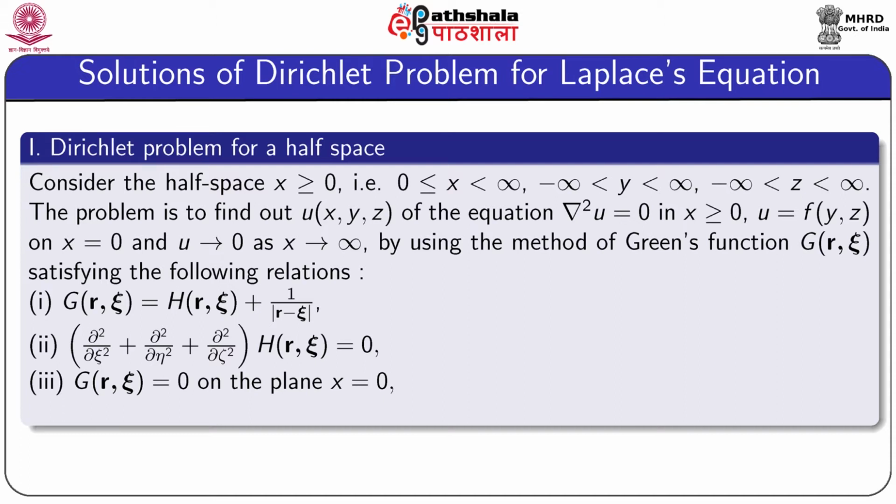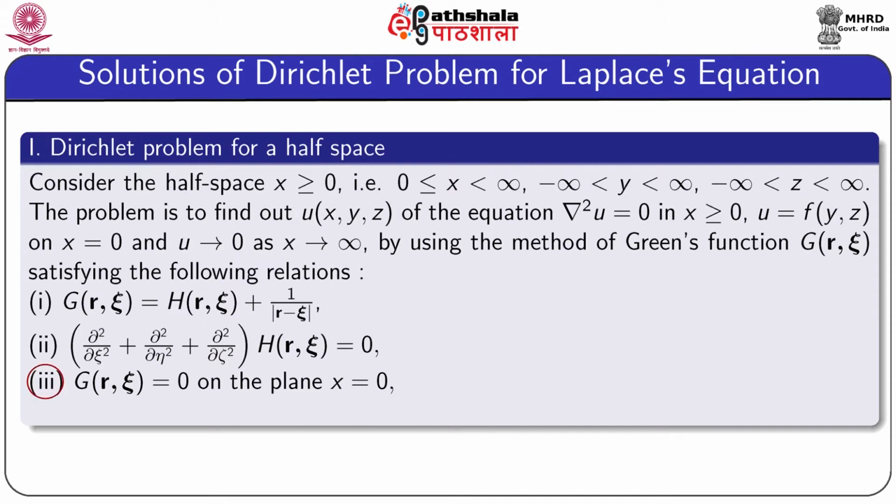Now we want to solve this problem using the method of Green's function. In this method we need to construct a function G, which is known as Green's function, which is a function of two vectors r and xi, such that number 1, G equals H plus 1 by mod r minus xi. Number 2, the function H is harmonic in xi space. Therefore, del squared by del xi squared plus del squared by del eta squared plus del squared by del zeta squared operating on H must be equal to 0.